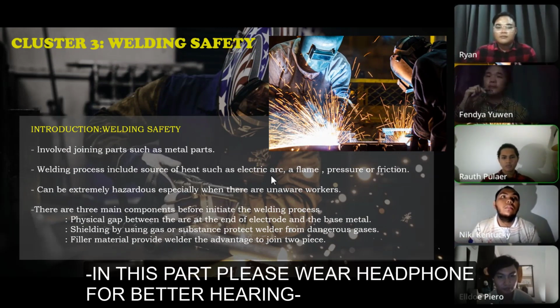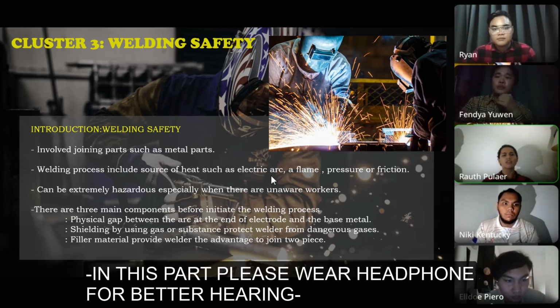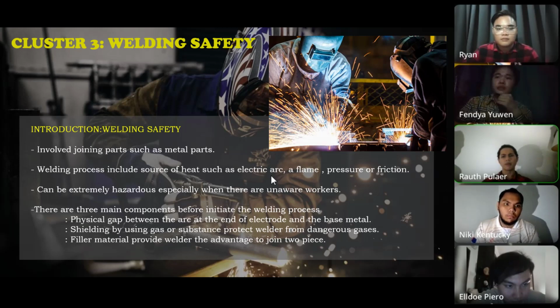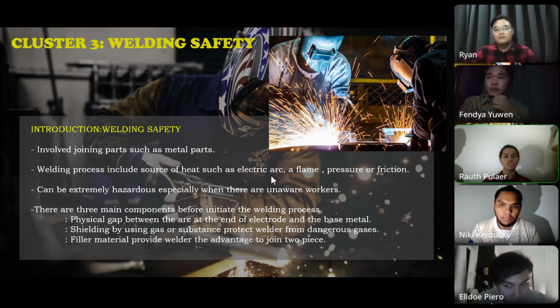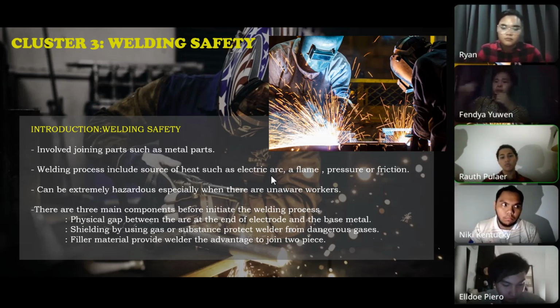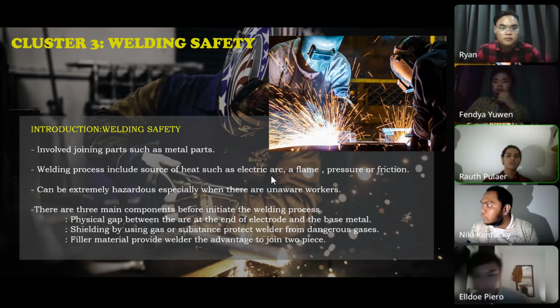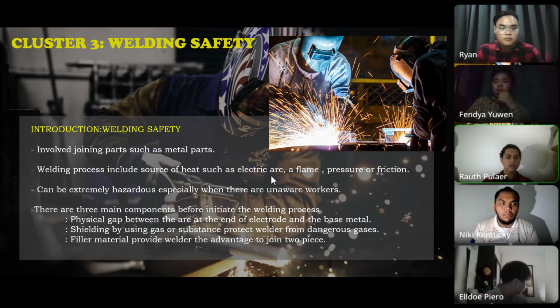All right, it's my part now, which is cluster 3. I chose welding safety. Welding involves various processes of joining parts, mainly metal parts. The welding process includes a source of heat such as an electric arc, a flame, pressure, or friction. Most of the industry would prefer the electric arc as the source of heat. That's the most common one companies would use.